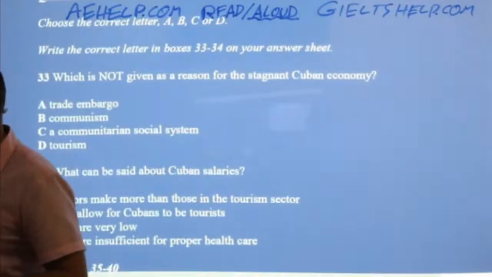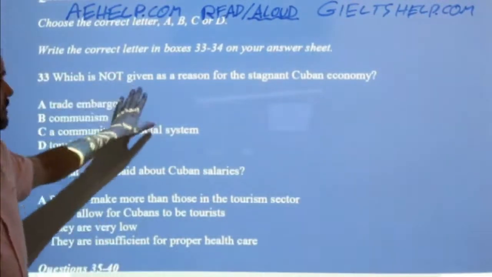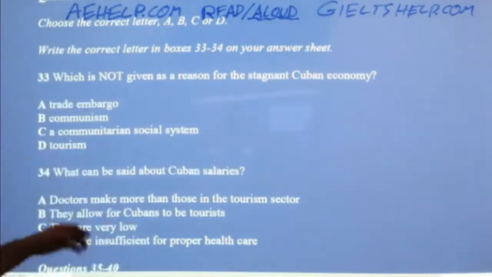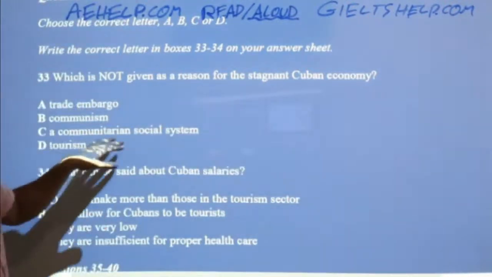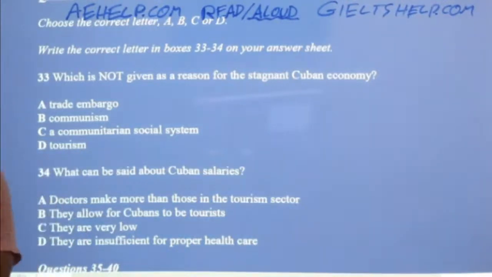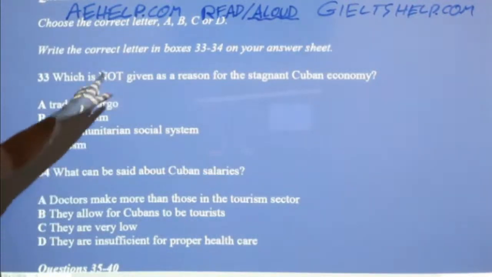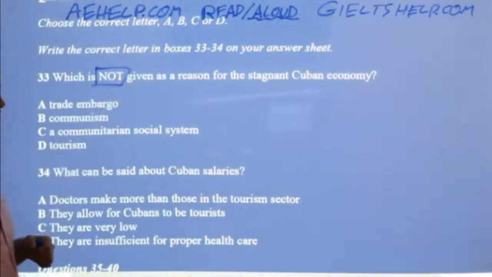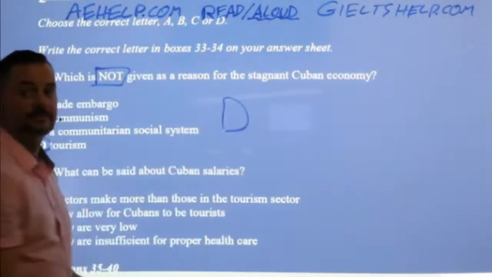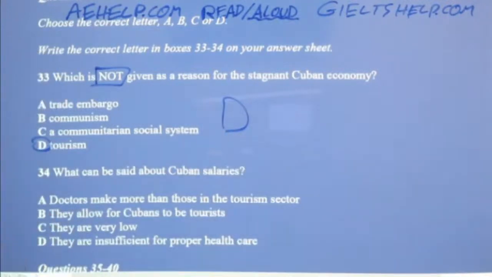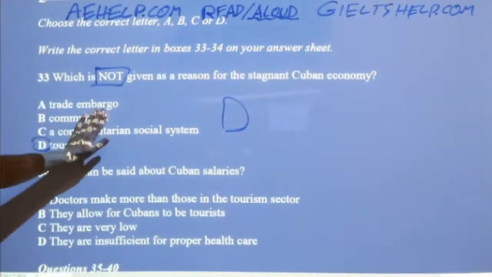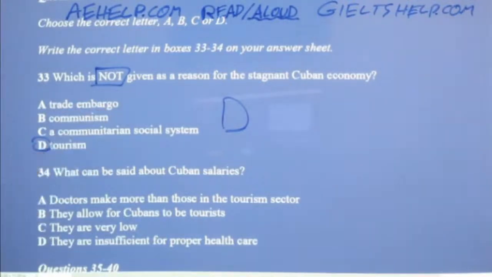All right. So now we can figure out the right answer. So which is not given as a reason for the stagnant Cuban economy? Trade embargo, communism, a communitarian social system, or tourism? The right answer is... Janiel says D. Puiti says D. Yeah. So tourism is changing. Right? So careful with this not. Okay? So D is the correct answer. All right? D is the correct answer. Everybody clear on that? So a trade embargo by the U.S., it's keeping the economy and everything the same. And these two social systems as well.